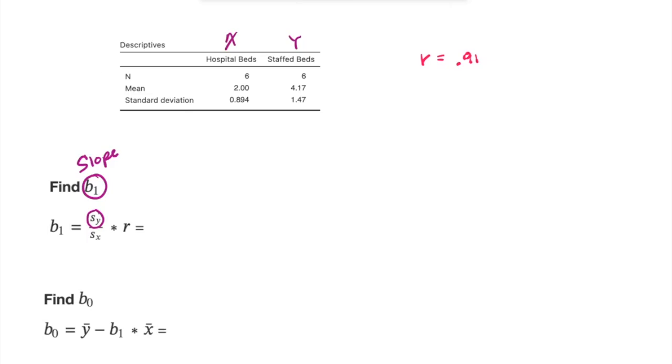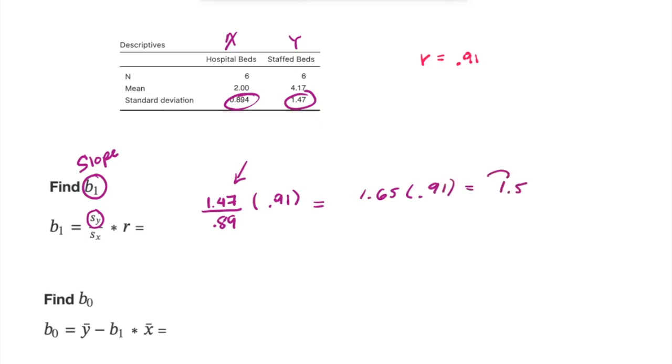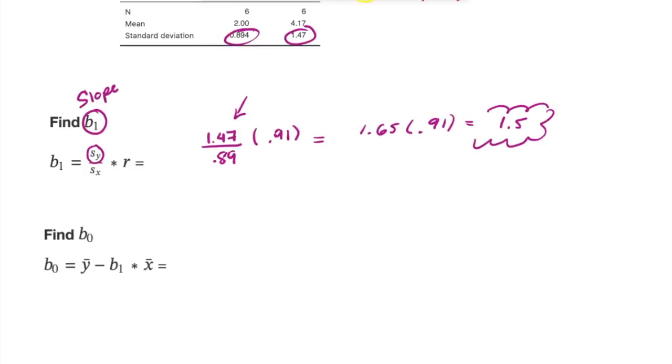So it's going to be 1.47 divided by, from here, 0.89 times the correlation. And this piece is going to be 1.65 times 0.91. It comes out to 1.5. There you go. So that's our slope.